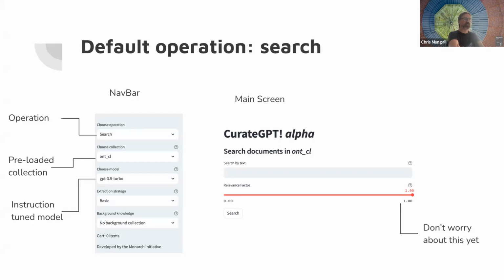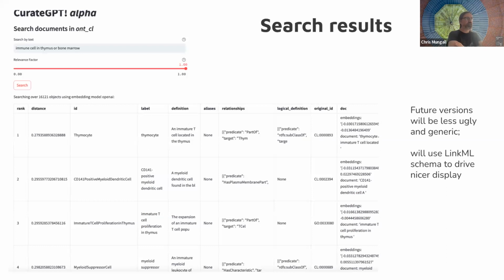And then over on the main screen, depending on which operation you've selected, you'll get different options. The first thing that you get thrown into is this search screen. So you can go, okay, let's try just searching the cell ontology for a concept like immune cell in thymus or bone marrow. This is not using a standard text search. This is using a vector search, but the results are not so different if you were just indexing something using a standard text indexing Lucene-based database like Solr or Elasticsearch or something like that.